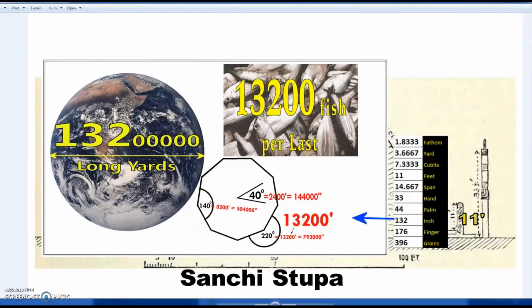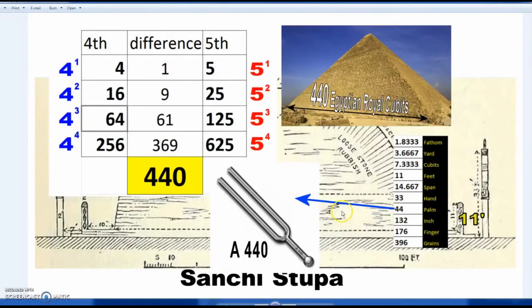Okay, same thing, just geometry, it all sort of blends in. Now 44, so 440 Egyptian royal cubits. Between the 4th and the 5th, 369, you might notice here as well. Well, that brings us to 440. That's a 4D thing. I've done some videos on that, but there's this binomial theorem.